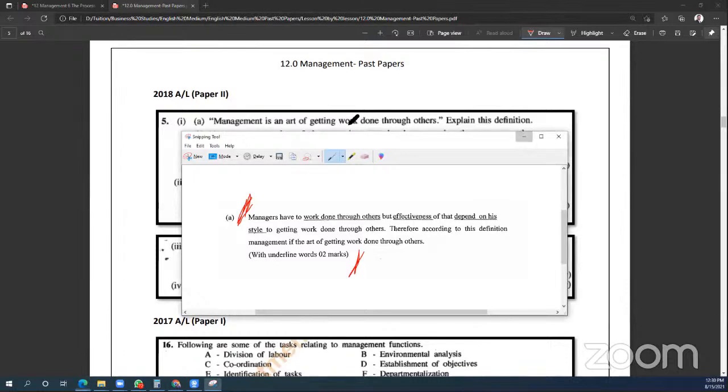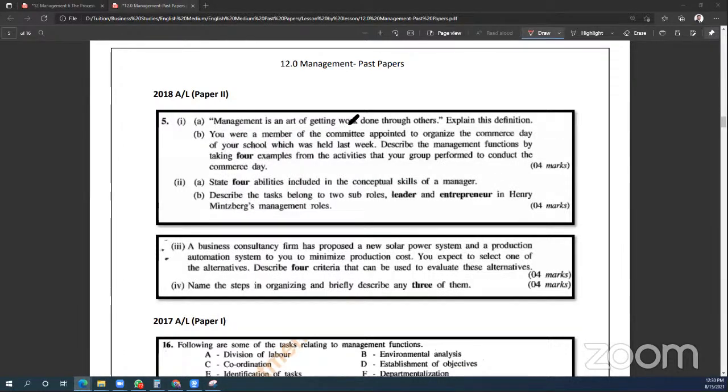Right. With that, make up an open-ended question. If you are a member of the committee appointed to organize the Commerce Day of your school, which was held last week, describe the management functions.